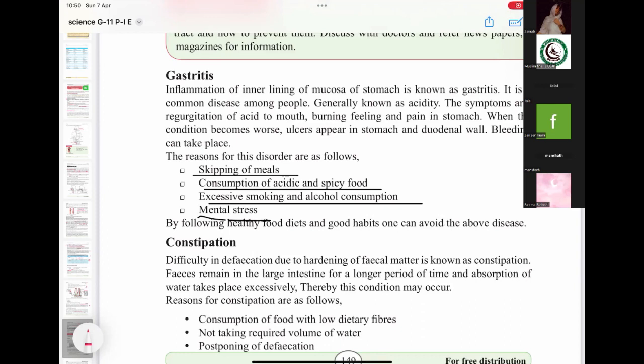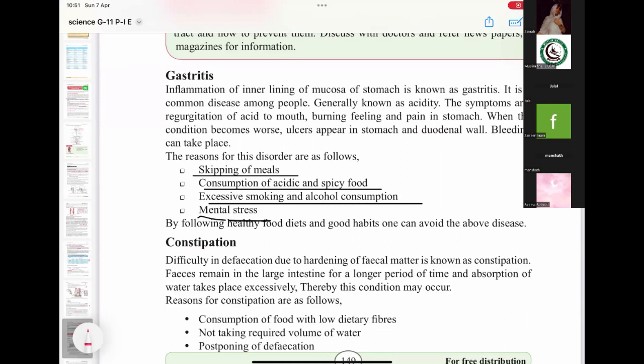That also can lead to gastritis, because stress can stimulate the secretion of hydrochloric acid. So hydrochloric acid is an acid. You know how vigorous it is. Okay, so it can damage your lining. So that is how you get gastritis. It is because of acidity, skipping meals, acidic and spicy food, and some people smoke and consume alcohol, and also mental stress.